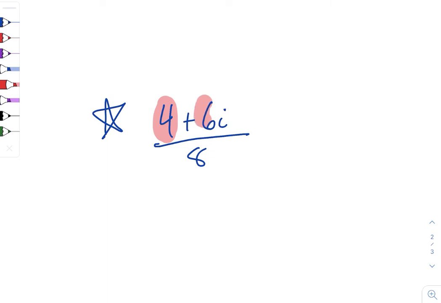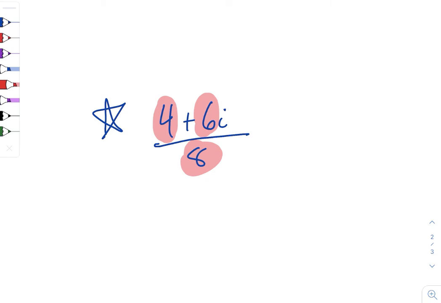Let's pretend I had something like 4 plus 6i over 8 as my final answer. In this case, 4, 6, and 8 all have a common factor of 2. When those three terms have a common factor, you can divide and factor out that actual factor. So it has to be in all three of them. If it's just in two of them, it doesn't matter. You can't cancel anything out. It would stay as is.